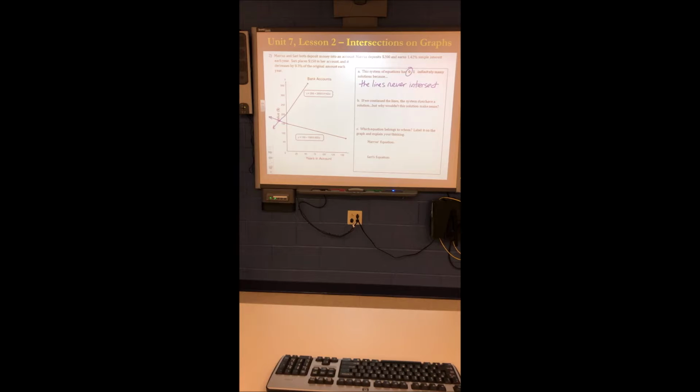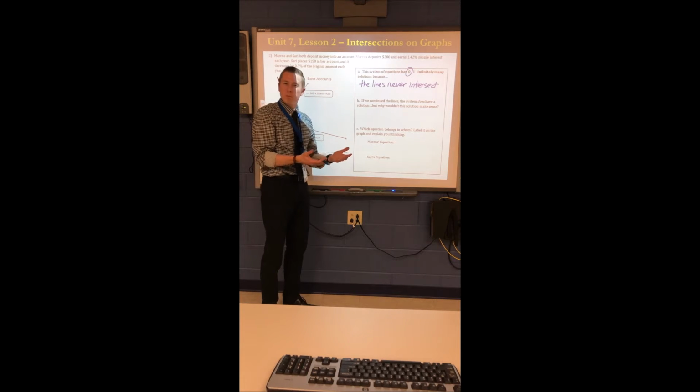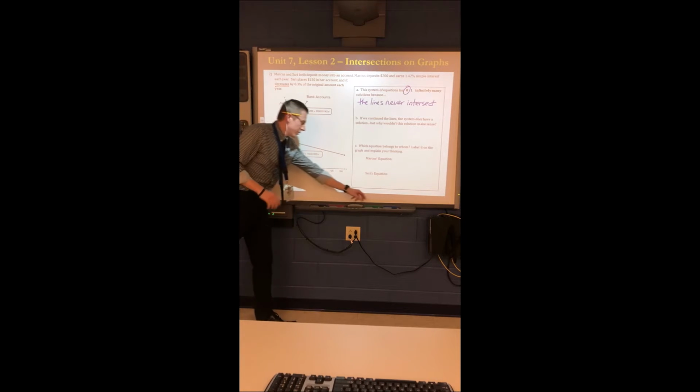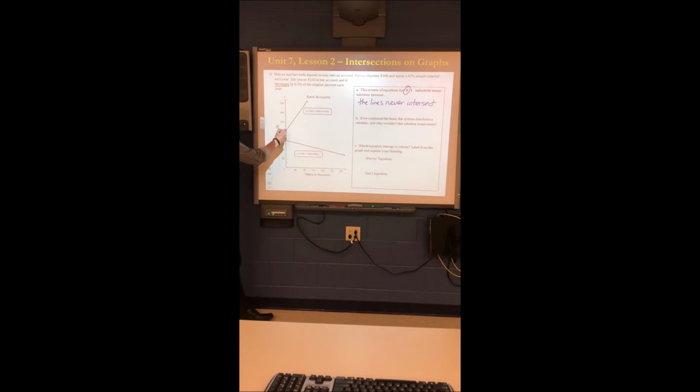If we continue the lines, the system does have a solution. But in this case, it wouldn't really make sense because we're in quadrant 1, and we're only focused on making money. We're saving up money. If we were to continue these lines, yeah, they would intersect eventually.